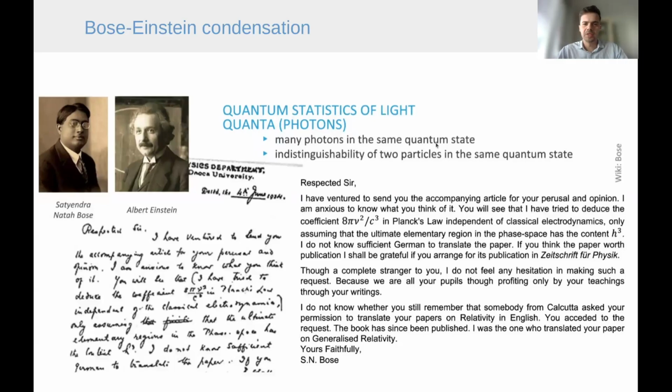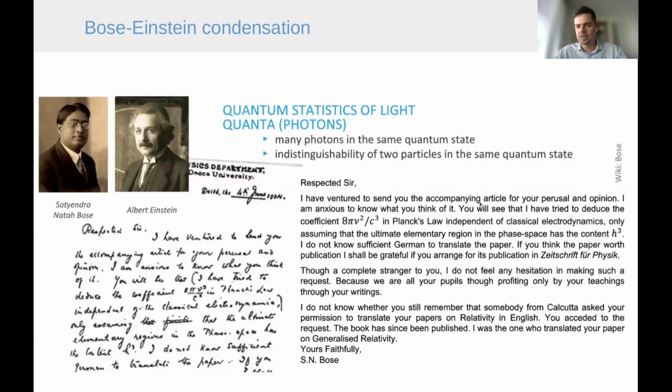He wrote to Albert Einstein, hoping that Einstein would see the significance of his work. Here we can see the text of the letter. He wrote, "Respected sir," and take into account that by the time Albert Einstein was already a very famous figure, "I have ventured to send you the accompanying article for your perusal and opinion. I am anxious to know what you think of it.